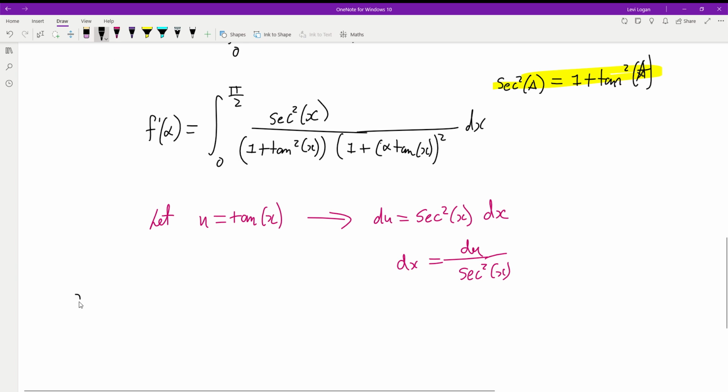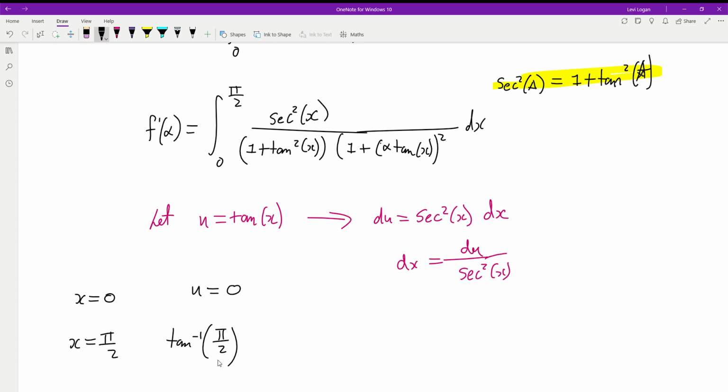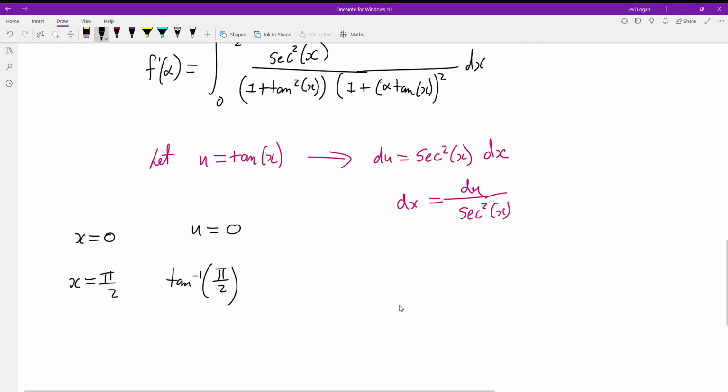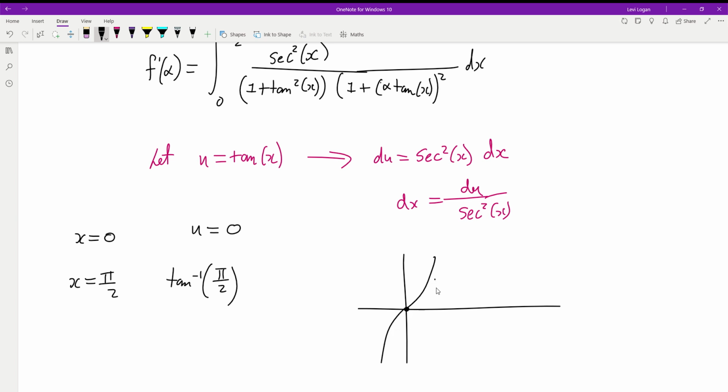So when x equals 0, u will also equal 0, because tan of 0 is still 0. Now this is the tricky bit here. When x is pi on 2, that's technically undefined. If you were to go tan of pi on 2, you would get undefined. But if we take a look at the tan curve, this is pi on 2. As x approaches pi on 2, tan goes off to infinity. So what we're going to say is, this is basically infinity.